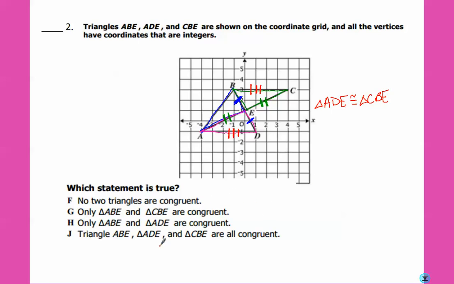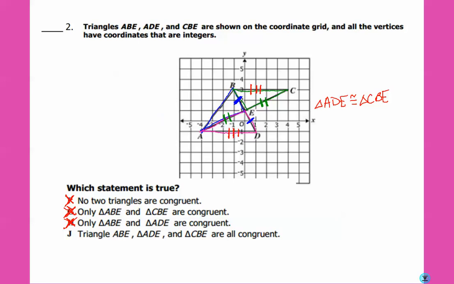Well, do any of these answer choices have ADE and CBE together? One, it's not, no triangles are congruent. Only ABE and CDE, that's not true because we know ADE is congruent. Only ABE and ADE are congruent, not true because we know those are congruent. So it has to be letter J, but let's check.